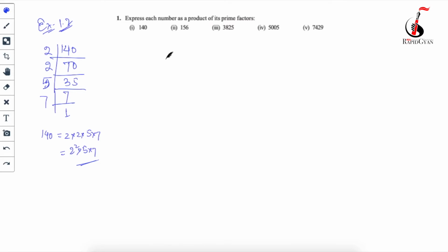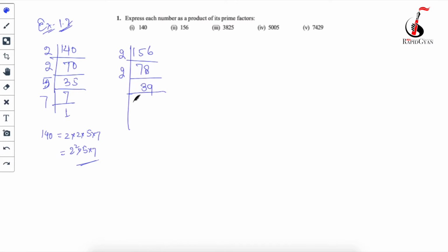Next question. Your next question is 156. So how will you find the prime factors of 156? 156 is first divided by 2, so it will come 78. Then again divisible by 2, so it will be 39. Then 39 will not go by 2.